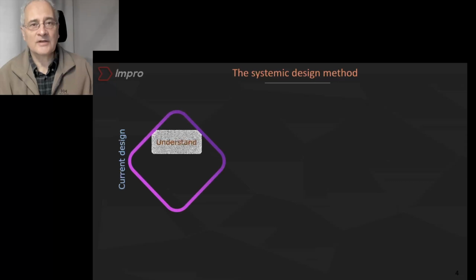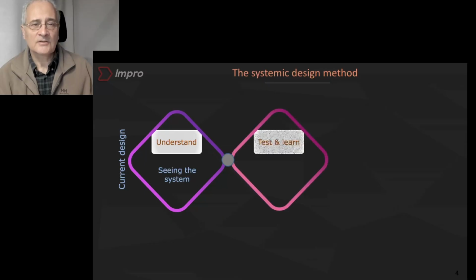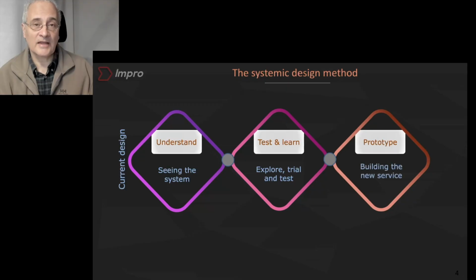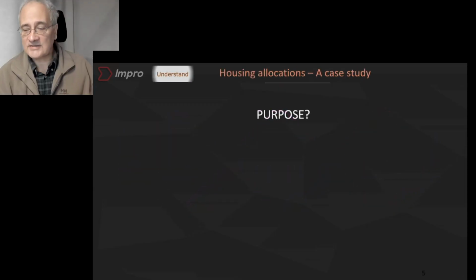And the way that I'm going to start in this case study is to use a 3-step process. The first step is understand, which is understanding how the current system works. Then testing and learning, which is exploring and trying out different ways of working and seeing what works, and then finally creating the prototype. And you'll see this happening now in the case study. And the case study is housing allocations, which is where we supply housing for people in need. And this is social housing.